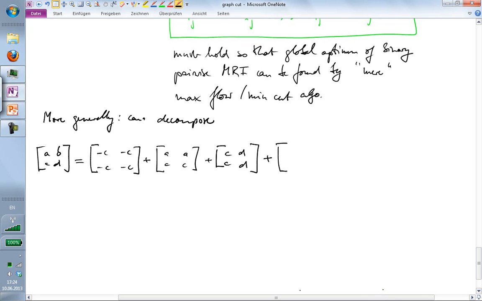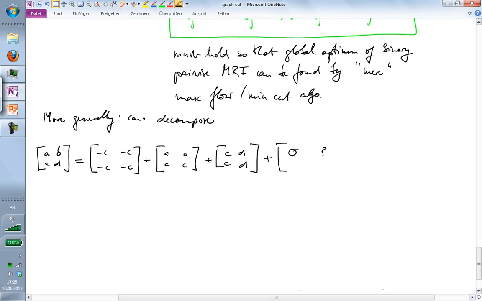And then I need one term to make everything come out nicely. So let's look at the upper left corner here. I have minus C plus A plus C, and I wanted to get out A. So I already have A and I don't need any correction term here.